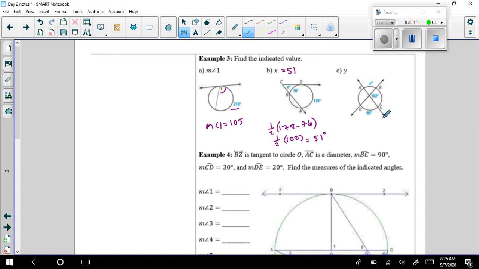All right, and then last is using some of those angle relationships to find maybe the measure of an arc instead. So remember this. If this angle is 102, this is 95. This angle here would be 102.